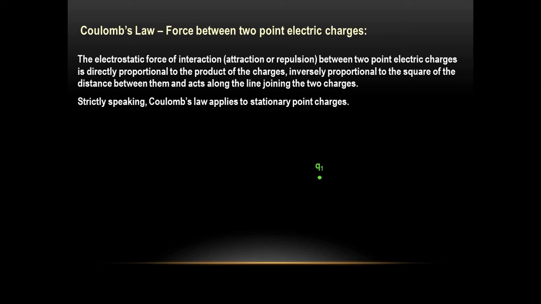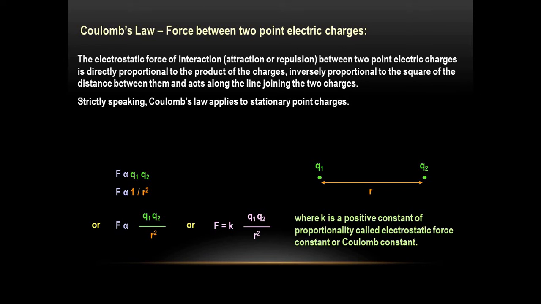Here we assume that there are 2 point charges Q1 and Q2 separated by a distance r. Then the force of interaction between these two charges, may be attractive or repulsive, is directly proportional to the product of the magnitude of the two charges, but inversely proportional to the square of separation between the two. So mathematically, we can say that F is equal to K times Q1 Q2 divided by r square, and here K is a constant known as the electrostatic force constant or Coulomb constant.